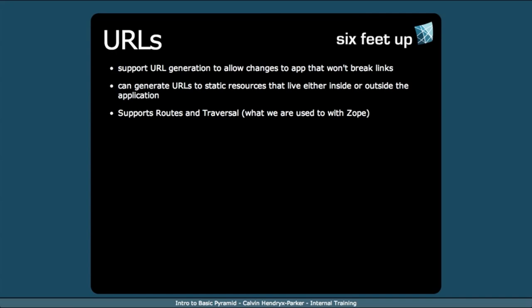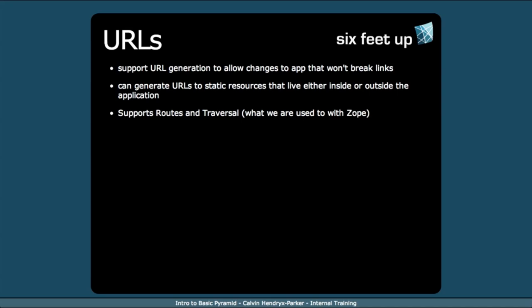When it comes to URLs in Pyramid, we get the ability to generate URLs from the framework itself. I'll show an example of that in some of the templating and traversal and URL dispatch later. But it's very easy to call into the application and ask it to generate URLs so that as you build your app and deploy in various locations, it won't break those URLs. And then you can also generate URLs to static resources that are either hosted inside of the Pyramid app or hosted in your static web server.